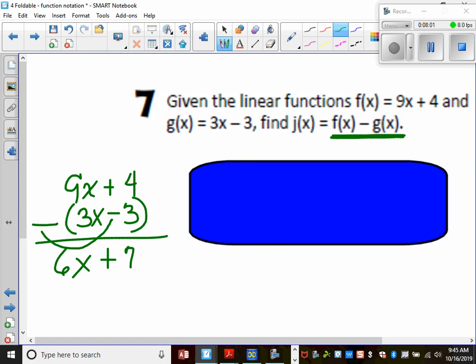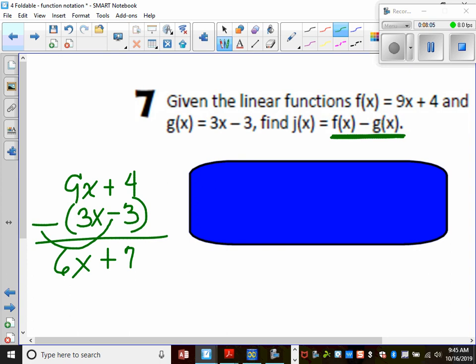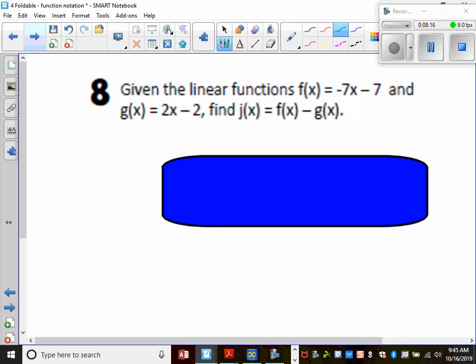And then for number 8, and again, first let's go ahead and finish this. So j of x equals 6x plus 7. All right, now last one, we're going to take the 2 and subtract again. So I'm going to have negative 7x minus 7 minus the 2x minus 2. All right, so I'll give you a chance to give me an answer for that. Okay, so work it out and see what you get.